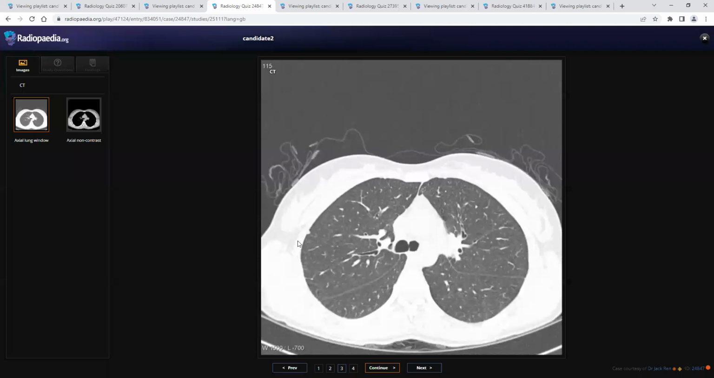Otherwise, the rest of the lung was clear. This is the only nodule in the entire thorax. The only nodule on the thorax. Should I give the diagnosis? Yeah, differential diagnosis is also fine.